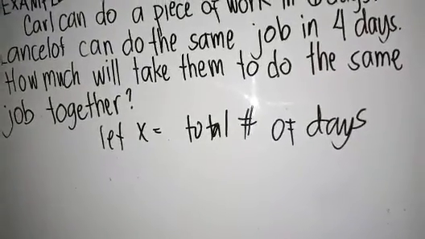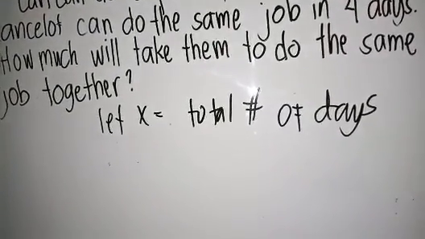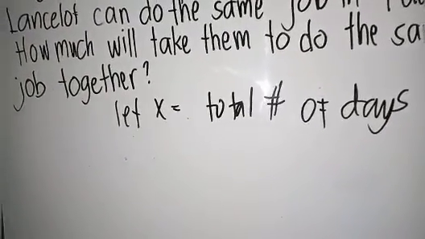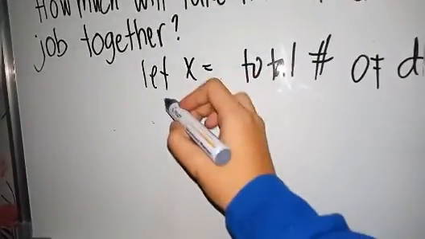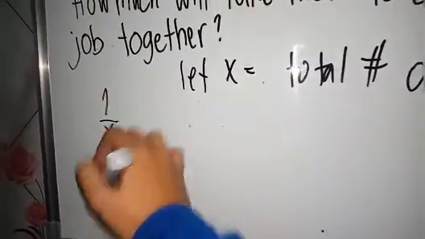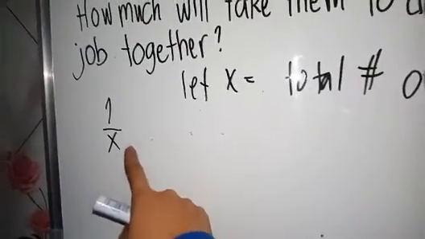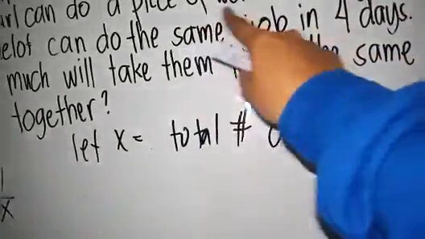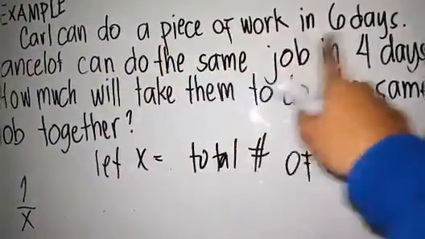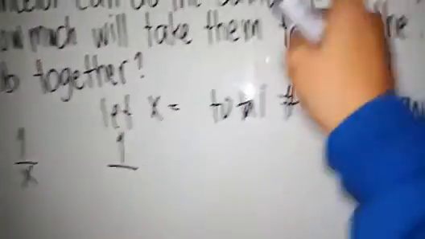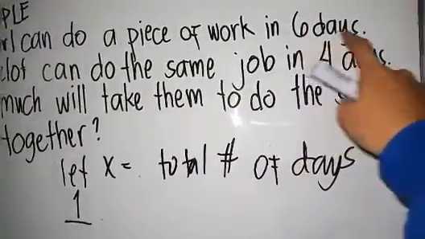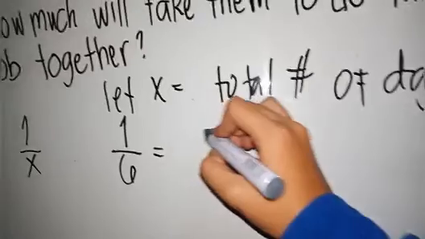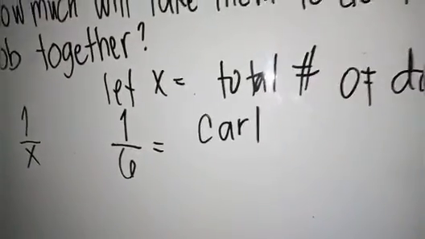So, ngayon, doon naman tayo sa part of work done by Carl in 1 day. Kapag pinag-uusapan kasi natin ay work, laging fraction yung ginagawa natin dito. So, for example, we have here 1 over x. Yung x natin dito ay yung kung ilang days ba yung work na ginawa nila. Sinabi dito kanina na Carl can do a piece of work in 6 days. Ibig sabihin, 1 over, yung number of days natin dito ay 6. 1 over 6 will be the part of work done by Carl in 1 day.